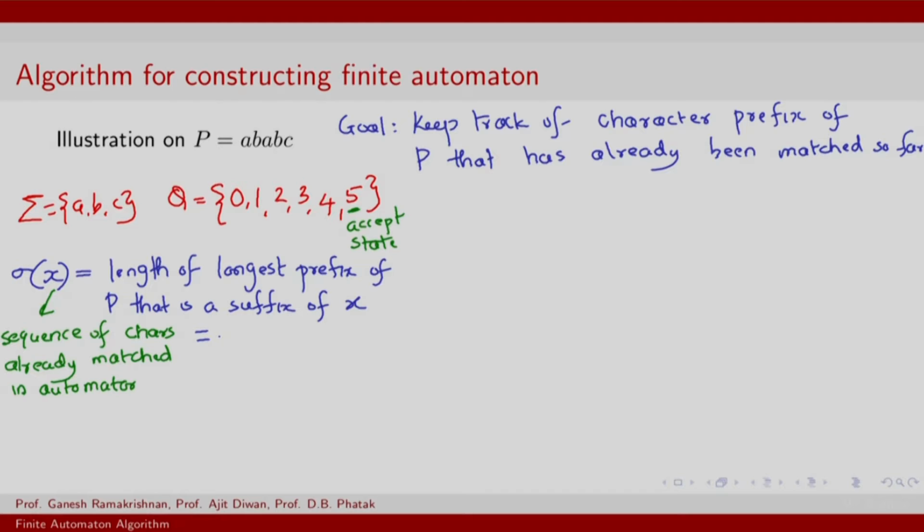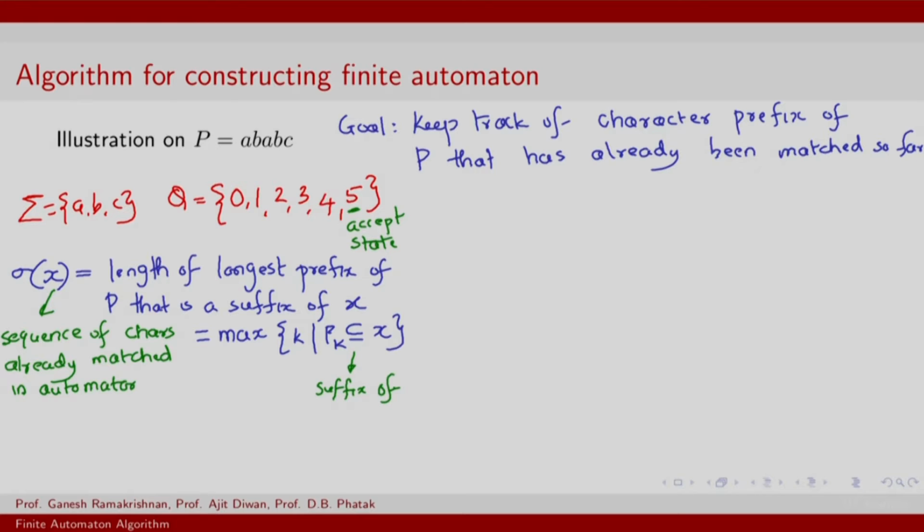Let us just complete this definition. So, this more formally is nothing but the max over all indices k such that the pattern Pk, which is the first k characters of P, the prefix of P, happens to be a suffix of X. So, we are going to denote this as the subset operation, but what we mean here is suffix of.